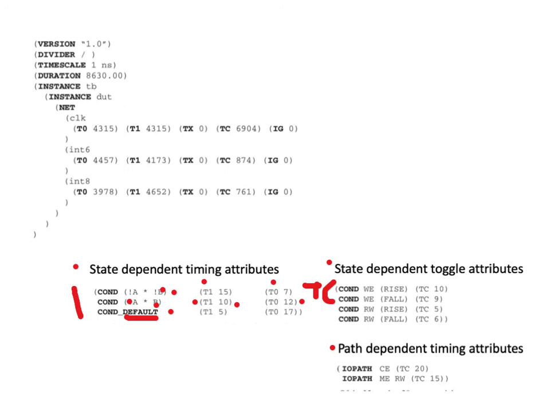And you could also specify in the forward SAIF file to only make toggle counts on only rise transitions or fall transitions on the signal, or to only count toggles along the entire path here consisting of ME and RW signals.